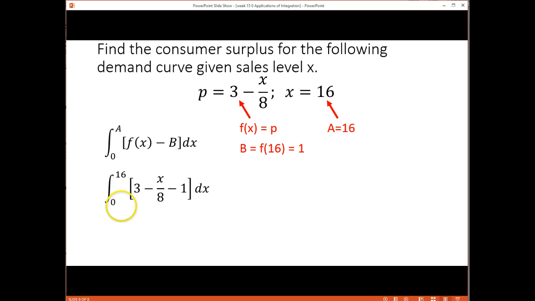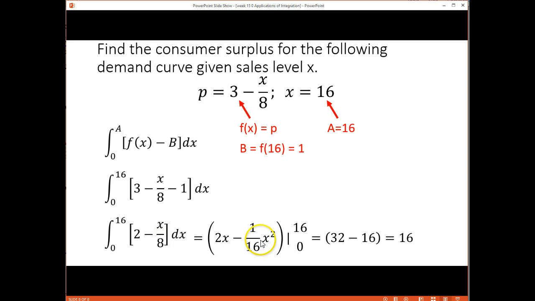This is going to be the integral from 0 to 16 of 3 minus x over 8 minus 1. And before we integrate, we're going to go ahead and simplify this. This is the integral from 0 to 16 of 2 minus x over 8, which we can quickly integrate. This is just 2x minus 1 over 16 x squared, from 0 to 16. Again, we know by now with polynomials we don't have to evaluate at 0, so why not just evaluate at 16? 2 times 16 is 32. 16 squared times 1 over 16 is just 16, so 32 minus 16 is 16.